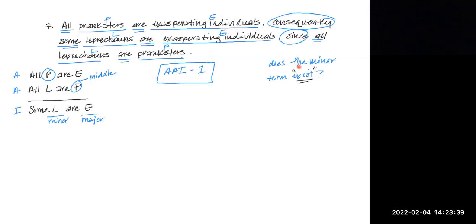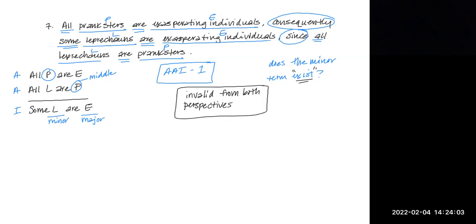Well, so what's the minor term in this argument? It's L. What did L stand for in the original argument? Leprechauns. Do leprechauns exist? As far as I know, they don't. So it is invalid from both perspectives. What do we mean by both perspectives? Well, the Boolean and the Aristotelian.